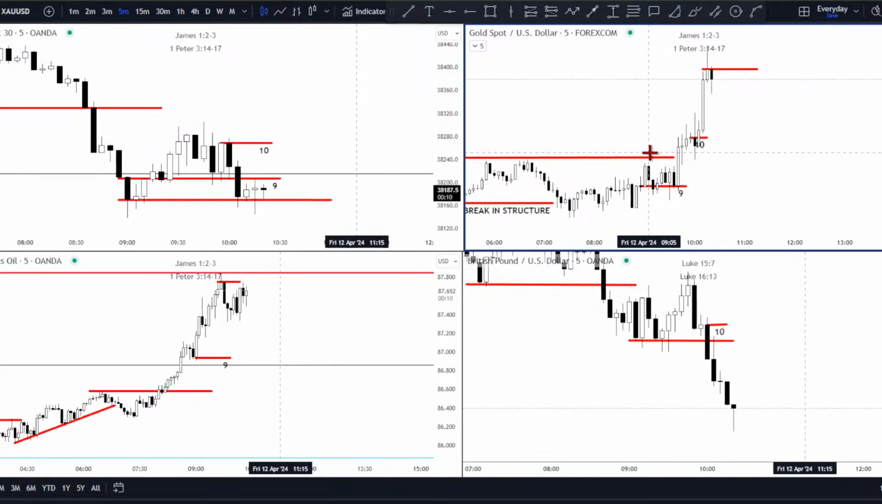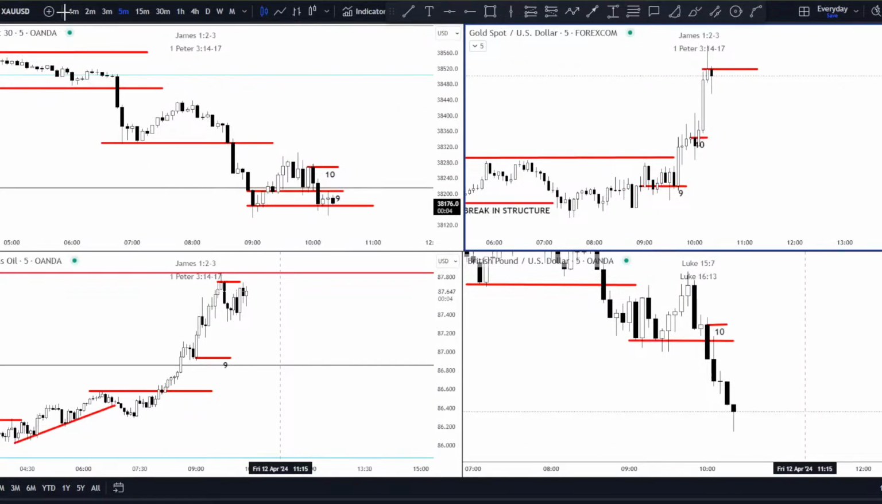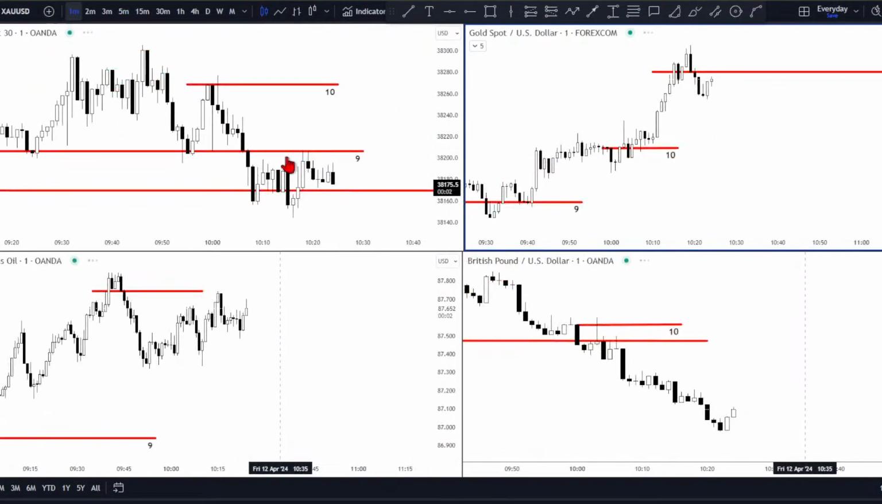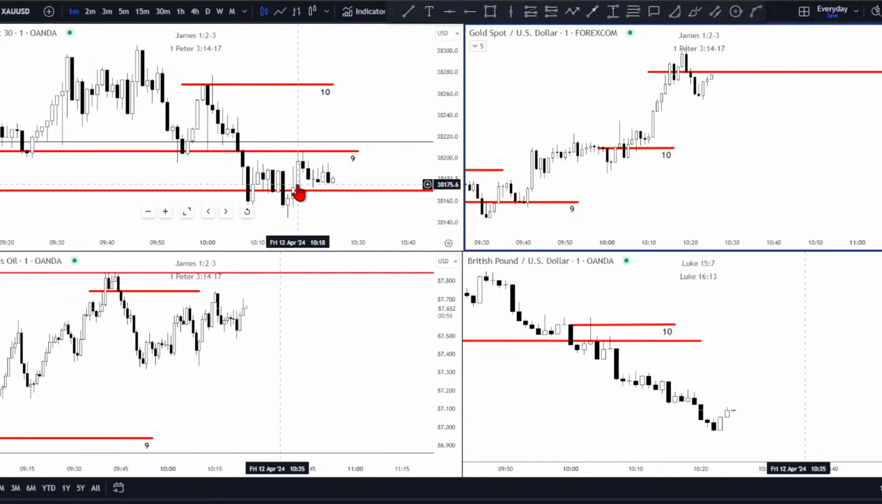Okay, US 30, if you look at the 1 minute, they have spiked the low. If you scrunch this up a little bit and we go to the 1 minute, if you study this consolidation, they spike the low, they spike the high. Now we pull back in.